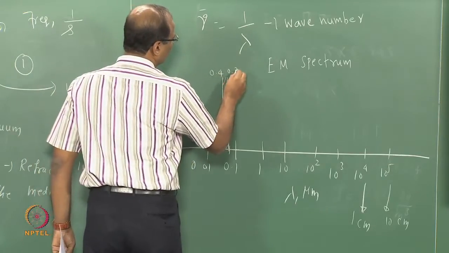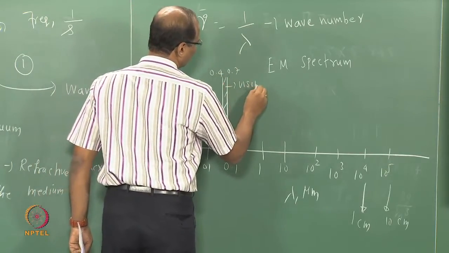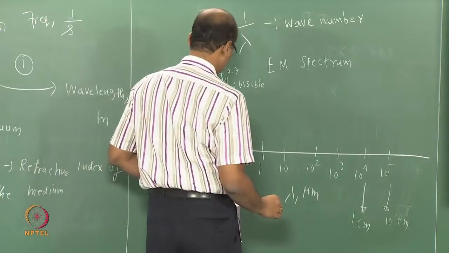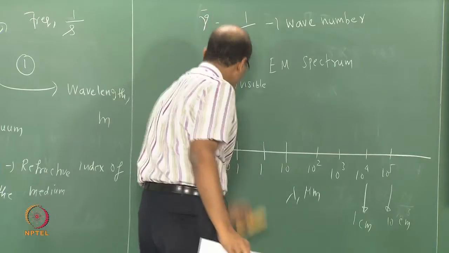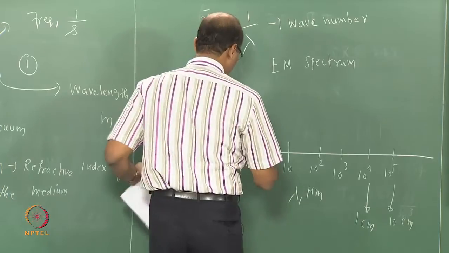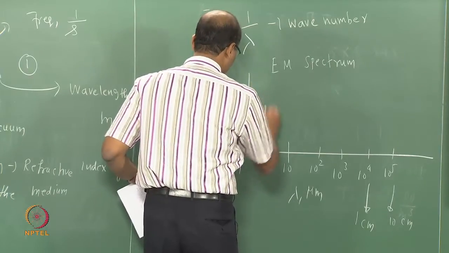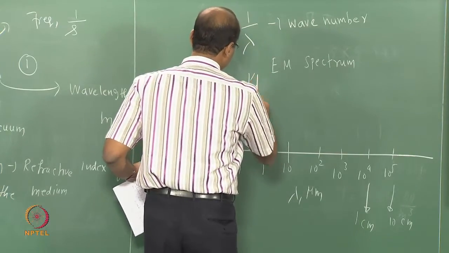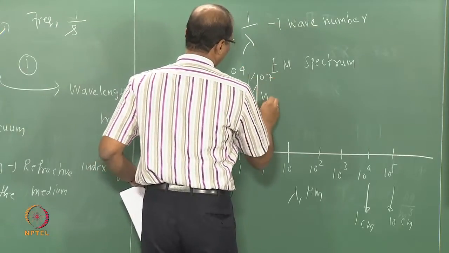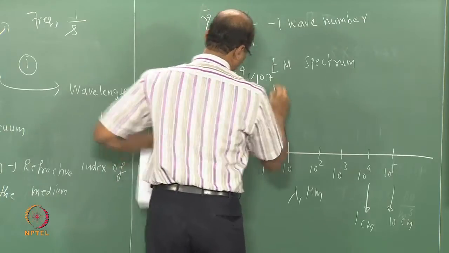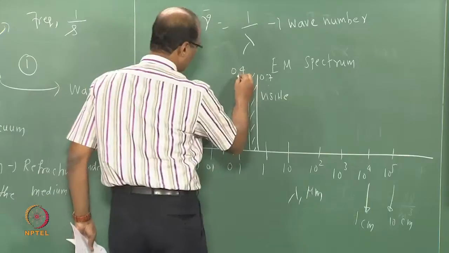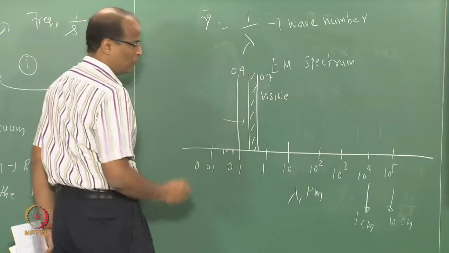0.4 to 0.7 micrometer is visible. No, I think I messed up. This is the visible part of the spectrum. Okay. 0.1 to 0.4 is ultraviolet.